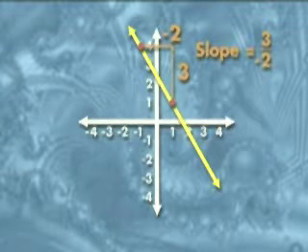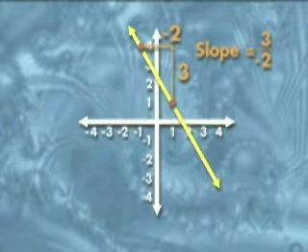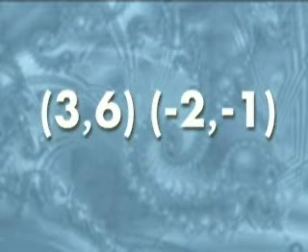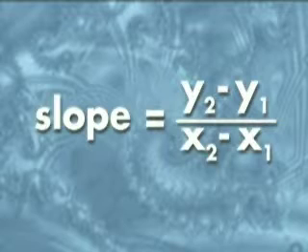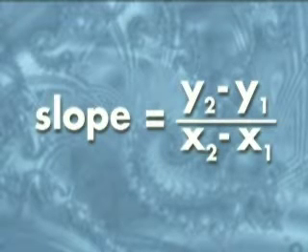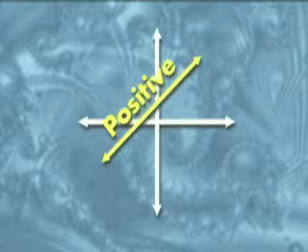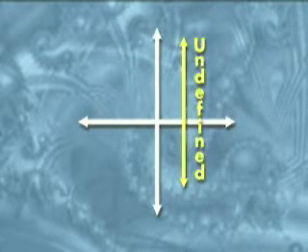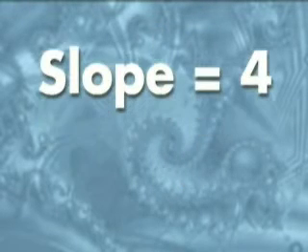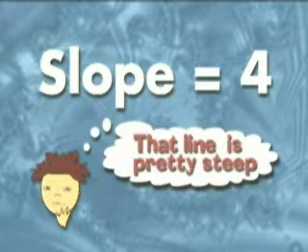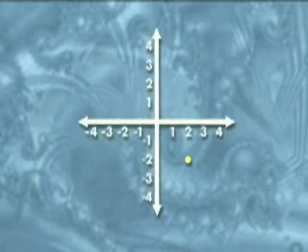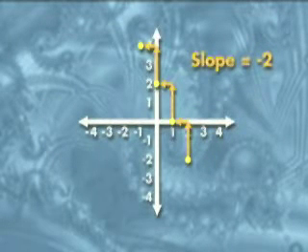You'll also learn how to determine the slope of a line without using a graph. This can be done if you know the coordinates of 2 points on the line and the formula for slope. You'll also learn to identify slopes of lines as positive, negative, 0, or undefined. And you'll learn how the value for the slope of a line can tell you something about the steepness of a line and the direction it goes. Finally, you'll learn to draw a line through a given point with a given slope.